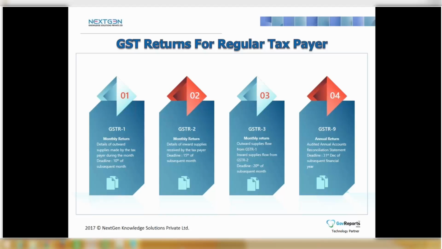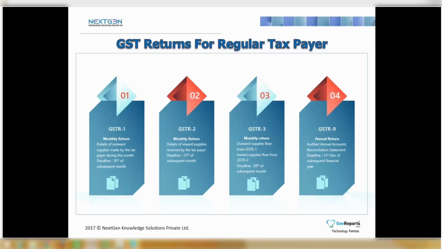GSTR 1 is the first return, which contains the data of outward supply of goods and services, and this needs to be filed by the 10th of the subsequent month. But for filing GSTR 1, the taxpayer can upload the invoice level data at the GST portal either on a daily basis or on a weekly basis. He can save the data, and at the end of the month he can just reconcile everything and then file his return.